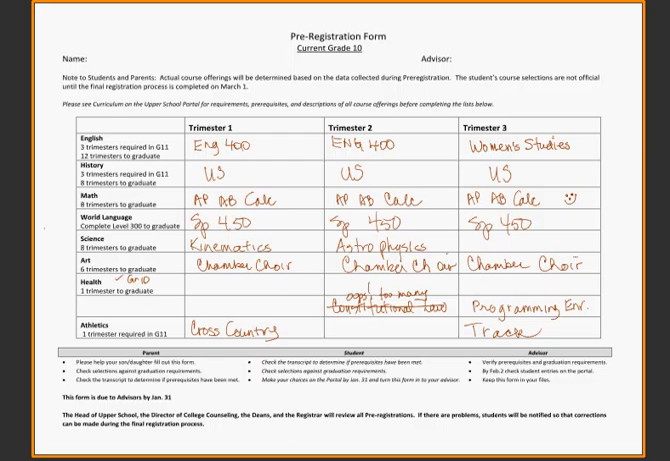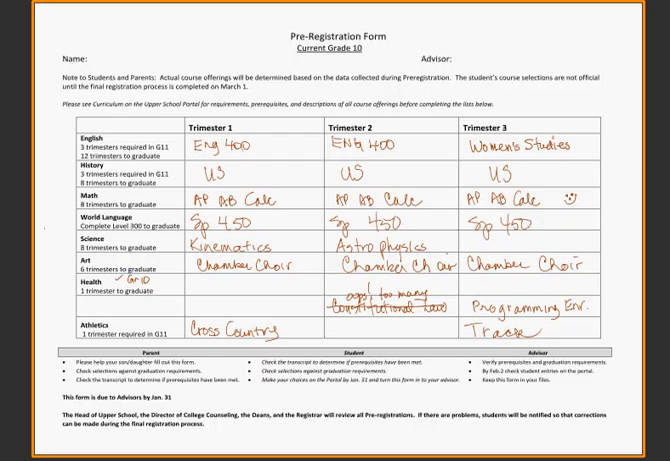Okay, let's go back and take one more look at our pre-registration form. You can see that this student has been diligent. In the left-hand corner, they've checked off that they've met their health requirement. Clearly, they took health in their grade 10 year. Now, remember, if you have not taken it yet, you have to take it in your 11th grade year. You cannot take health as a senior. But this student took it in grade 10, so they've checked it off.